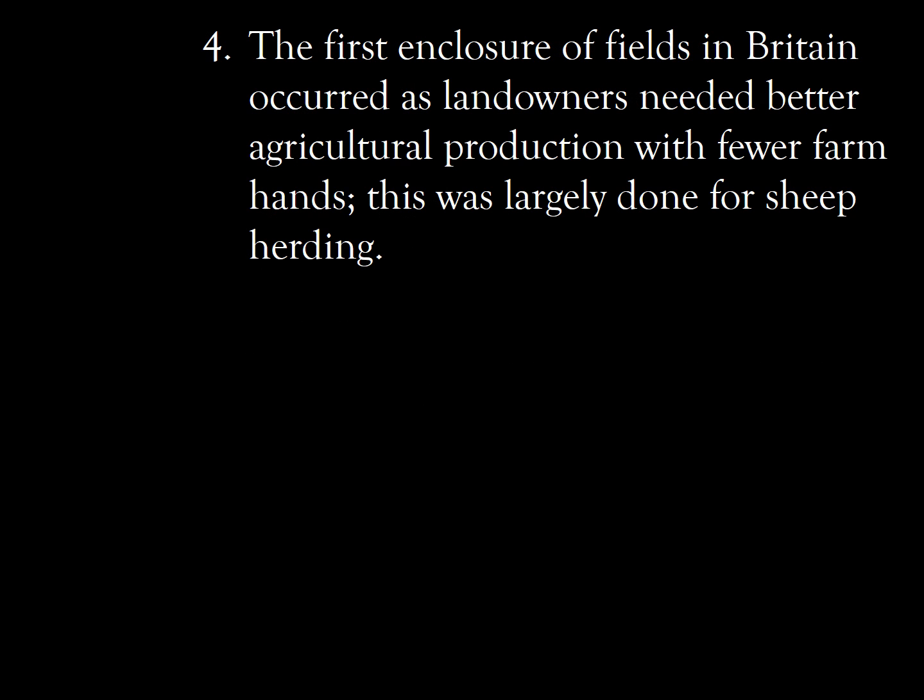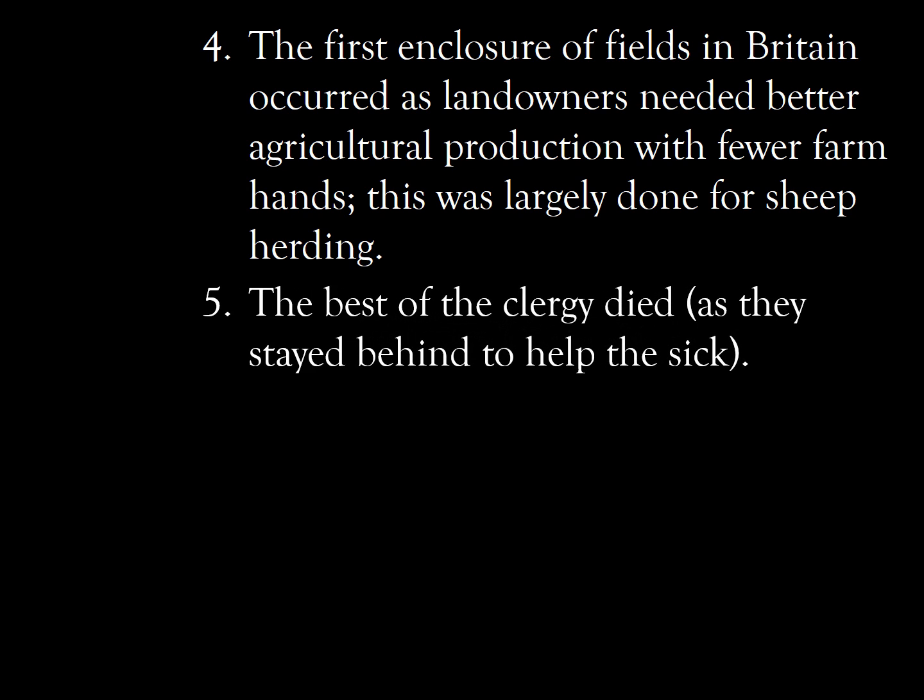The first enclosure of fields in Britain occurred as landowners needed better agricultural production with fewer farmhands. So they enclosed the common pasture lands that had been available to all for the pasturing of their animals during the Middle Ages. This was largely done for sheep herding and to increase sheep herding as a commercial venture.